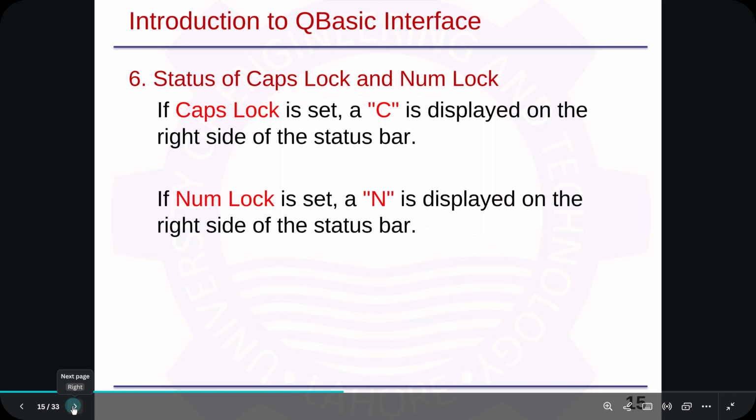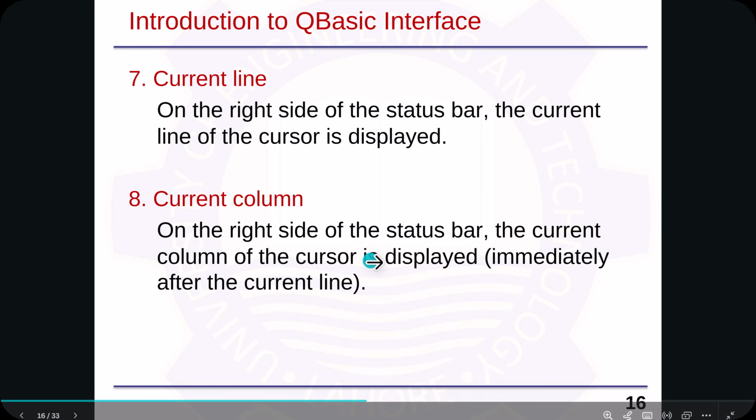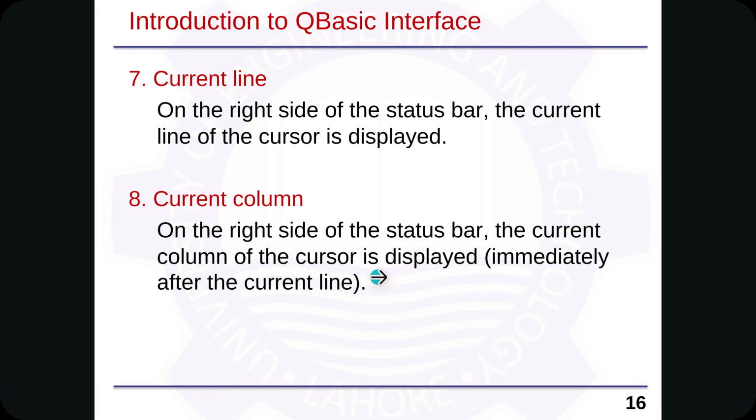The current line is the line where you will be putting your code, or where your code will be whilst you are typing. And the current column is on the right side of the status bar. It is the current column of the cursor, and is displayed immediately after the current line. So that is it.